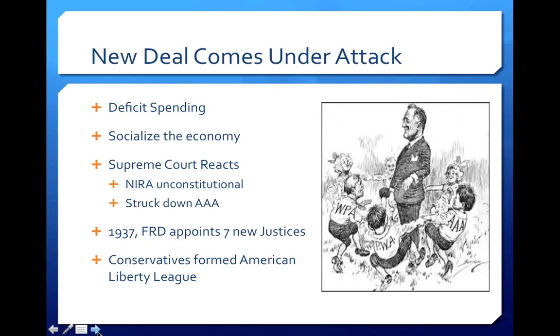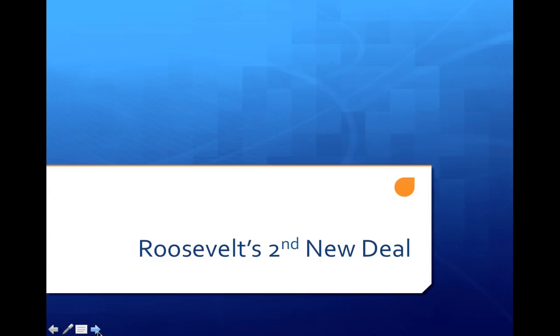In response, conservatives will form the American Liberty League. The American Liberty League opposed New Deal measures and believed they violated respect for the rights of individuals and property.